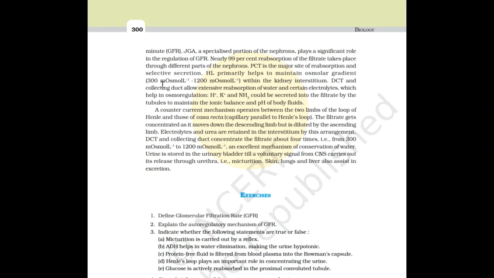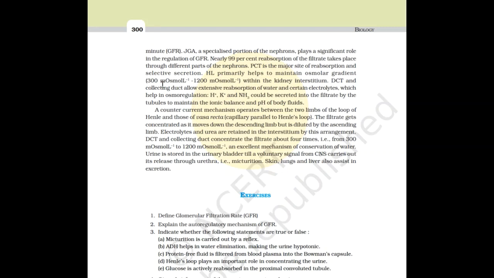A countercurrent mechanism operates between the two limbs of the Henle's loop and those of vasa recta, the capillary parallel to Henle's loop. The filtrate gets concentrated as it moves down the descending limb, but it is diluted by the ascending limb. Electrolytes and urea are retained in the interstitium by this arrangement. DCT and collecting duct concentrate the filtrate about 4 times, that is from 300 milliosmol per liter to 1200 milliosmol per liter, an excellent mechanism of conservation of water.